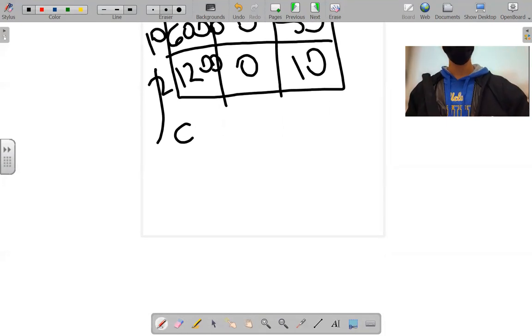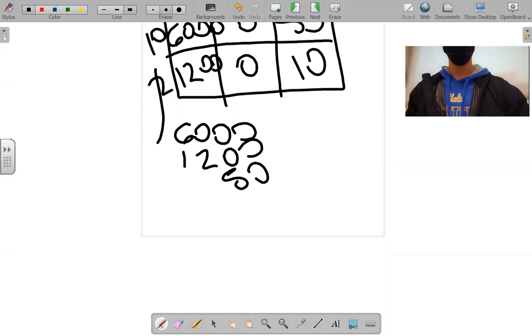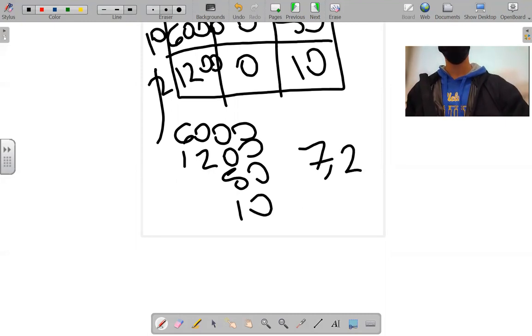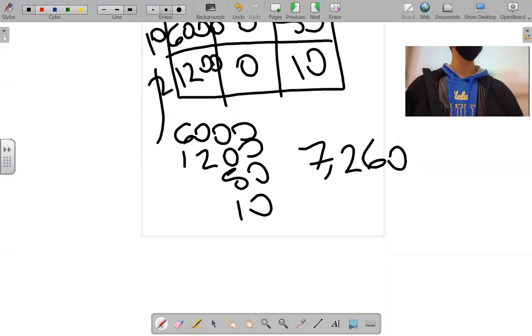So then you just add everything, 6,000, add 1,200, 50 and 10. And you should get 7,260. That's a 5 there. Your 5 looks like an 8. Oh, yeah, my bad. Your 50, that's okay. I shouldn't criticize. You guys are doing that to me all the time.